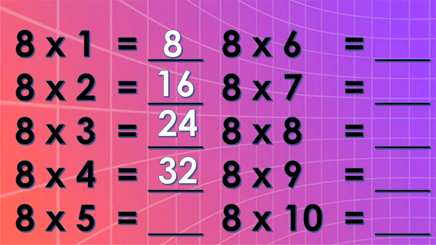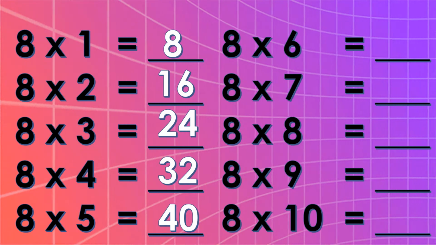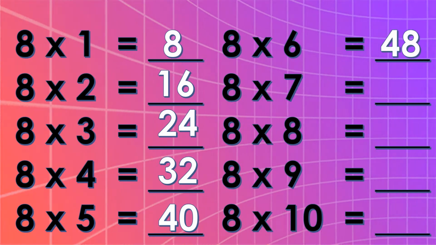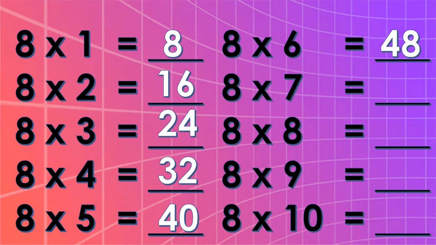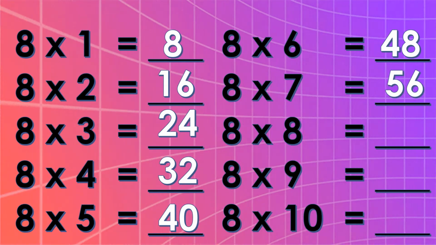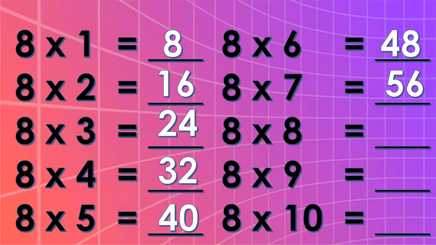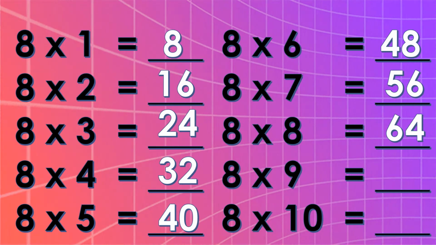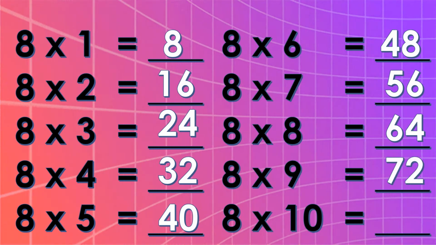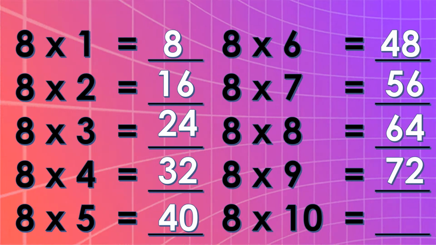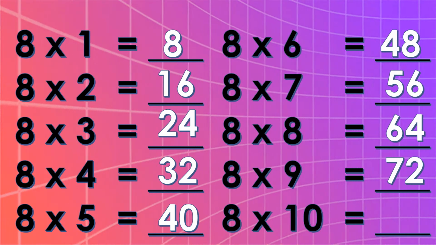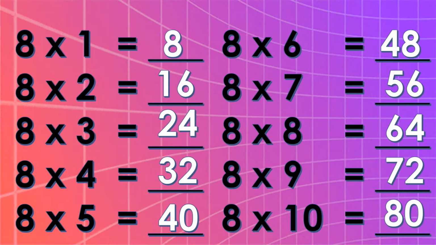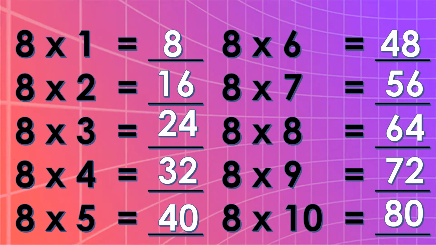Exactly. 8 times 5 is 40. Exactly correct. Next, 8 times 6, 48. Fantastic. 8 times 7 is 56. Good job. 8 times 8 is 64. Nice one. And 8 times 9 is 72. Amazing. Next, lastly, 8 times 10 is 80. Good job, class. So let's now count the table of 8 by skip counting.